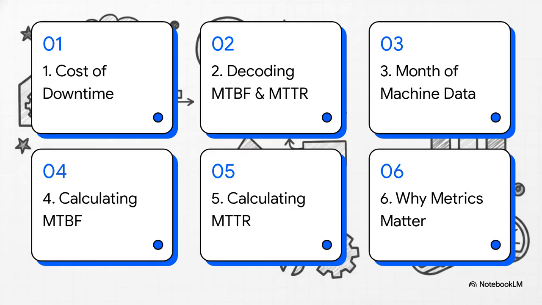So here is our roadmap for today. We'll be hitting 6 key areas: the cost of downtime, decoding MTBF and MTTR, looking at a month of machine data, calculating uptime, calculating recovery, and finally wrapping up with why these metrics matter.